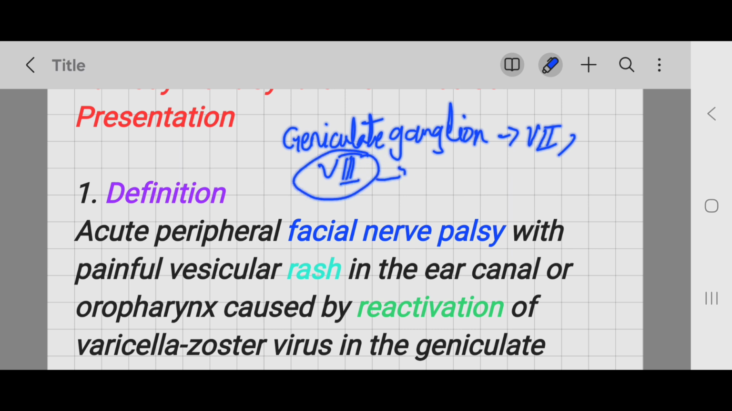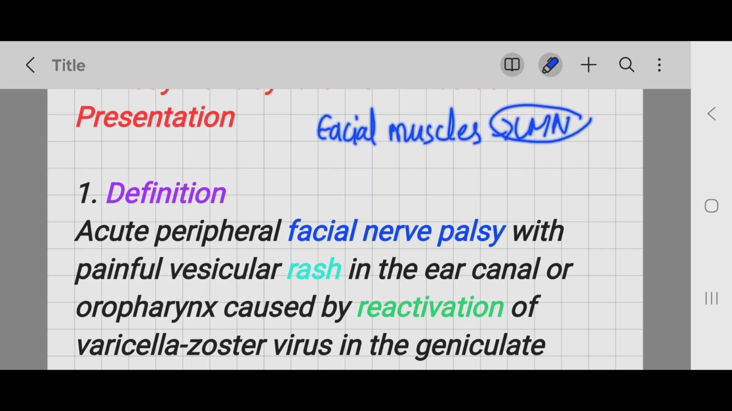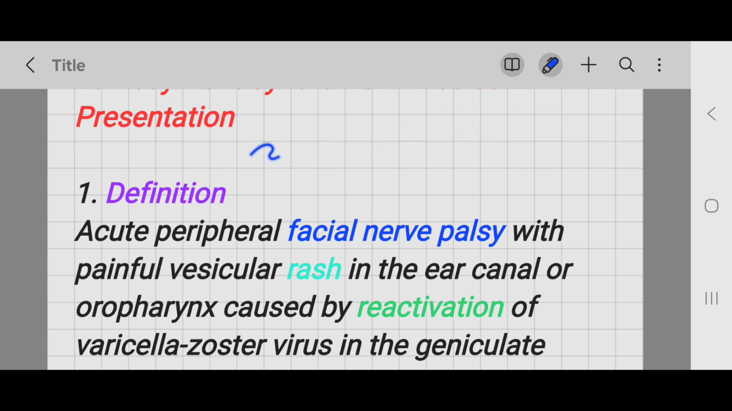And 8th nerve involvement leads to hearing loss, tinnitus and vertigo. Now when there is cranial nerve 7th involvement, it leads to palsy of facial muscles. But it is a lower motor neuron lesion. Lower motor neuron lesion involves your whole face.